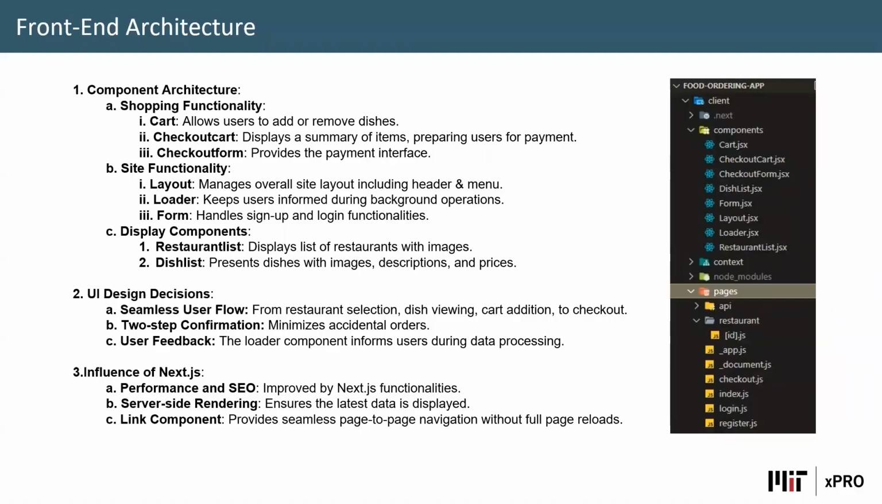The cart and checkout form JSX files all provide the user with the shopping functionality. Being able to add or remove dishes, access the payment form, and ultimately check out their order creates an optimal user experience. The layout, loader, and form JSX files give the overall site functionality with the header and menu, the sign up and login forms, and how the user transitions through the information with their clicks. Lastly, the restaurant list and the dish list give the user the ability to see an image, description, and in the case of dishes, a price, which are all essential to a food ordering app.